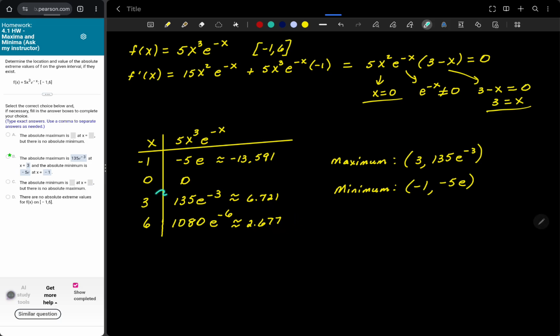So I could see that this value is going to yield the maximum. So we can say there is a maximum of 135e to the -3rd when x is 3. And then this one would give me my minimum. We can say there is a minimum of -5e when x is -1. Pretty good problem, guys.